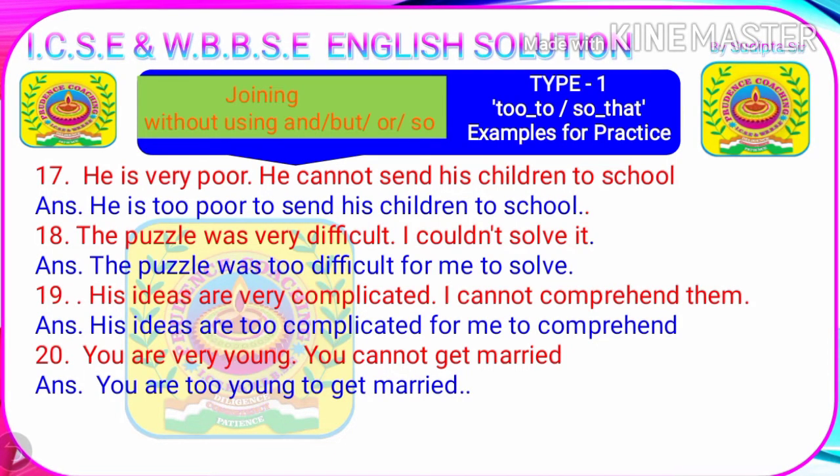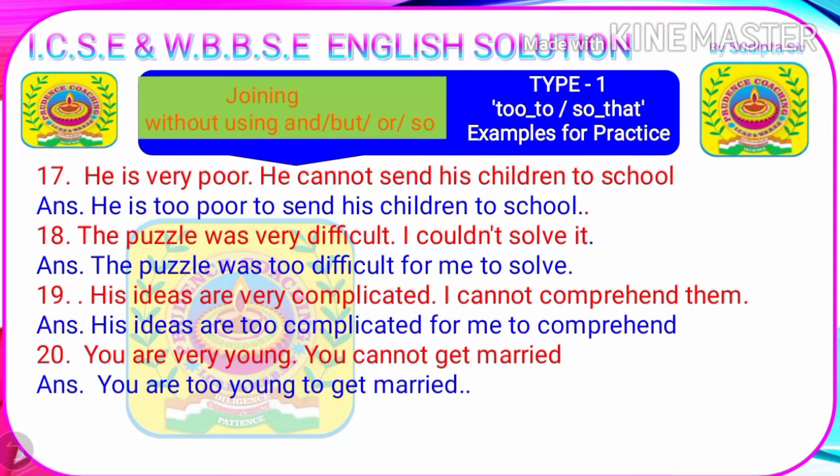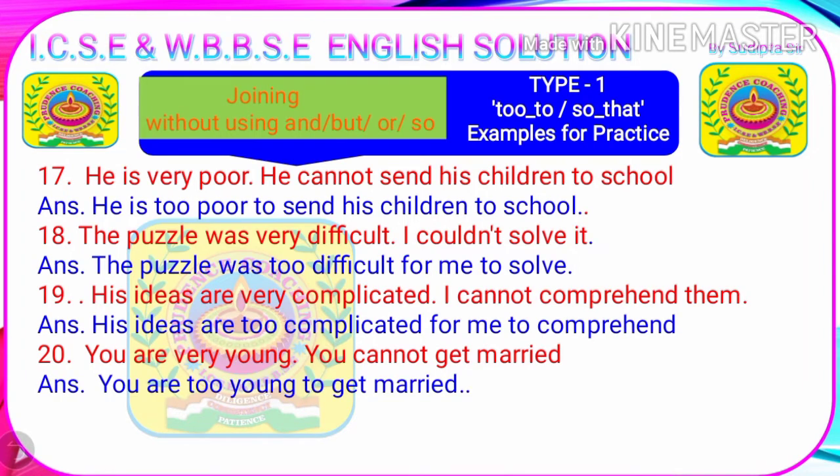Number 19. His ideas are very complicated, I cannot comprehend them. The answer is: his ideas are too complicated for me to comprehend. Number 20. You are very young, you cannot get married. The answer is: you are too young to get married.